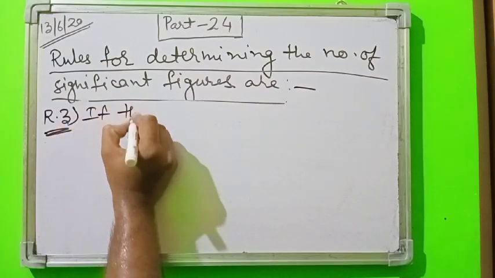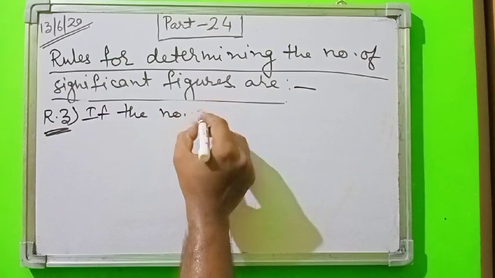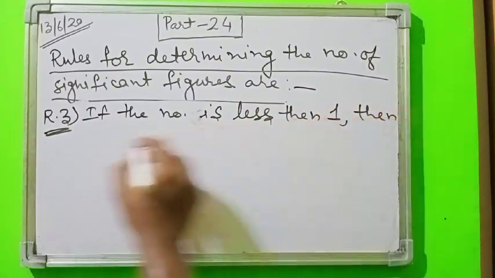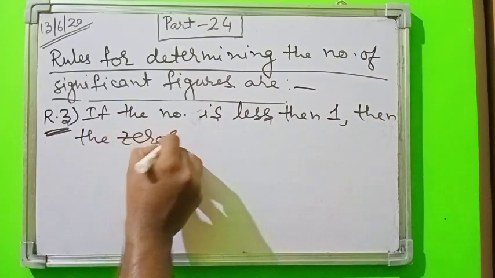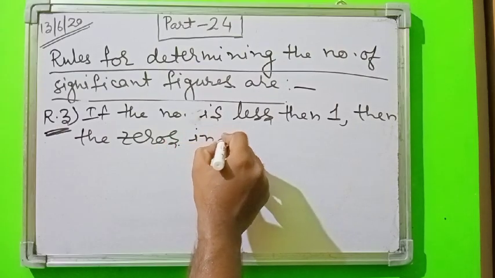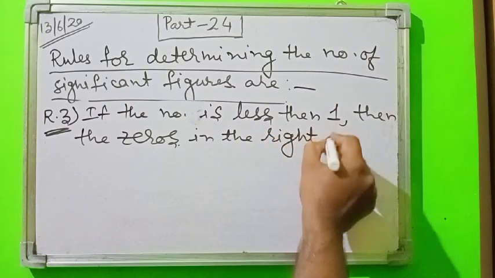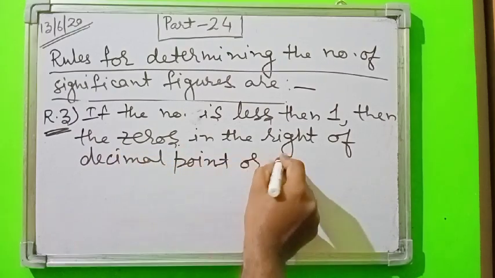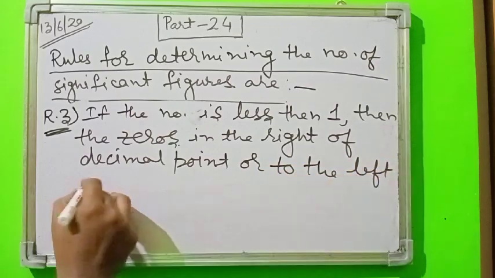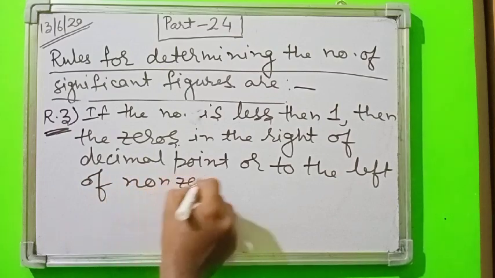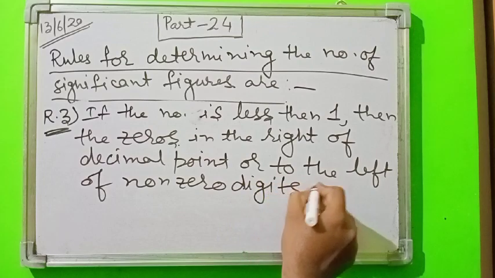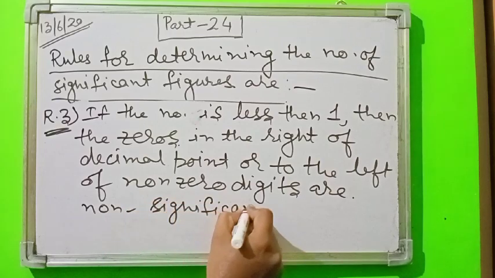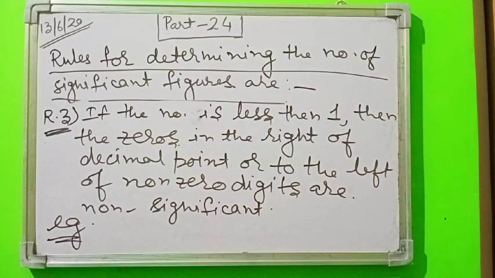If the number is less than 1, then the zeros on the right of the decimal point or to the left of non-zero digits are non-significant. Example, that is easy.